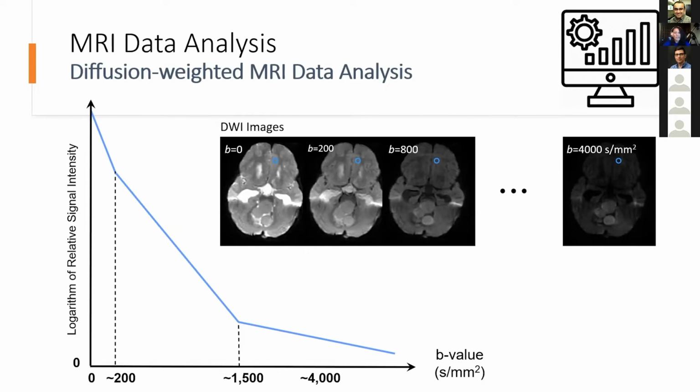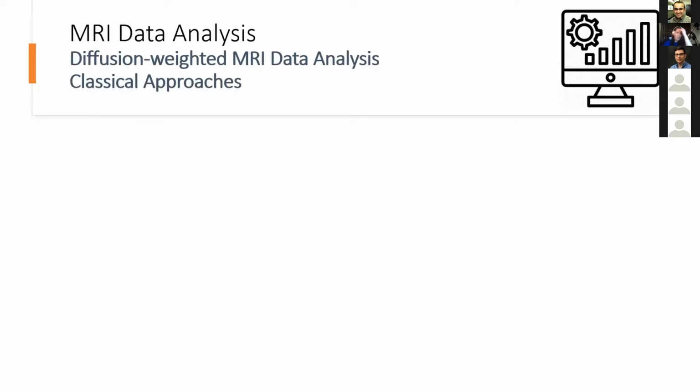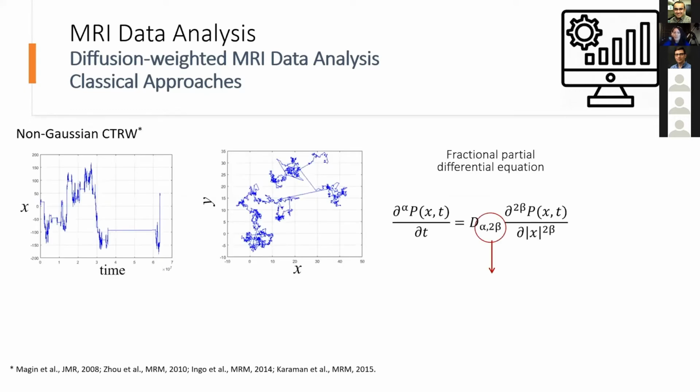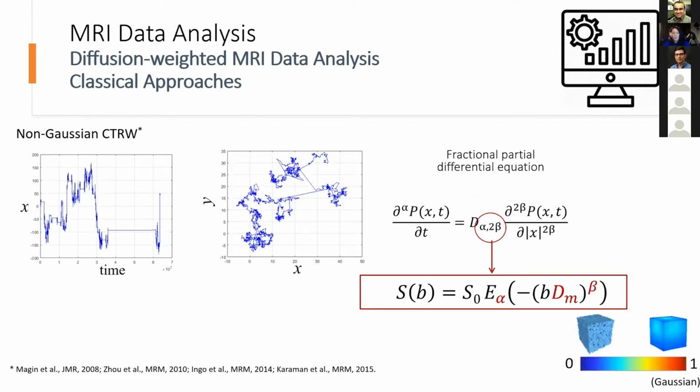What is challenging here is to model this signal decay curve to produce interpretable parameter maps. One area of our research is to develop mathematical techniques to analyze the diffusion MRI data to produce maps that reveal additional tissue property-related information, such as tissue heterogeneity, compared to the conventional techniques.